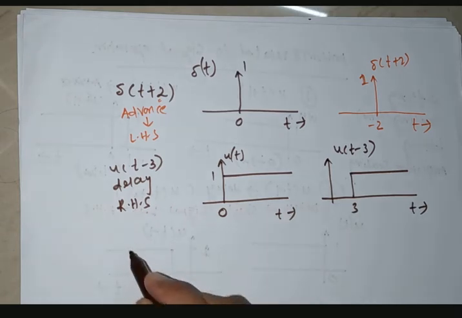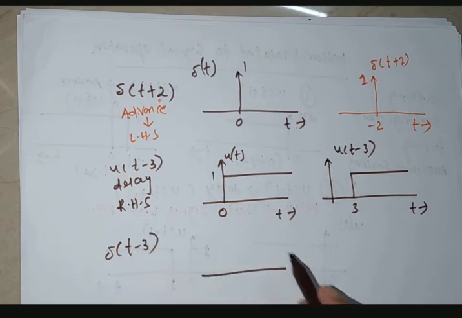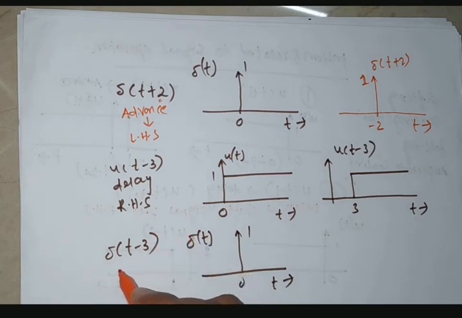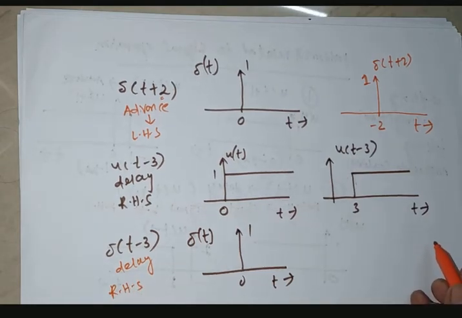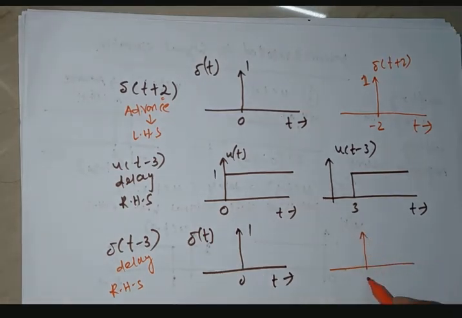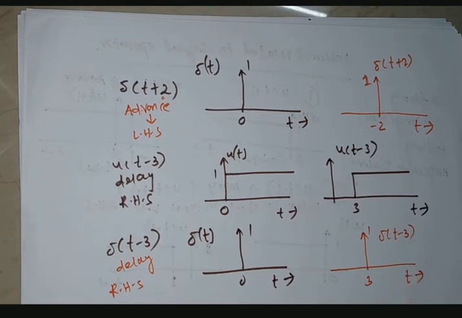Clear? If you want to find del of t minus 3, same. Del of t minus 3 means again it is a delay operation. Delay means it will shift right hand side. How many units? Del of t minus 3 is 3 units. Shift it. If you shift, you will get like this. This is your del of t minus 3.